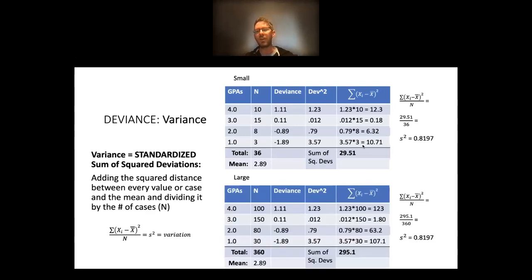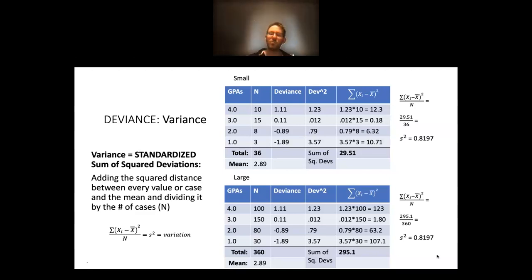So this is an example of what I just showed you with the small data set and the large data set. On the small data set, we take the sum of squared deviances, 29.5, and we divide it by 36. That was the number of cases. And we come out with a variance. So this is the standardized sum of squared deviations of 0.8197.